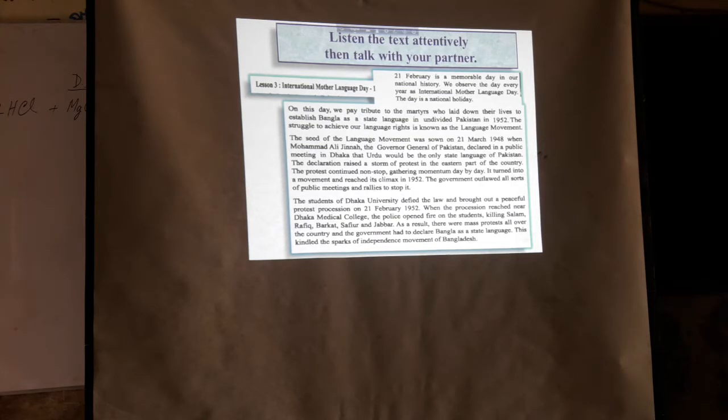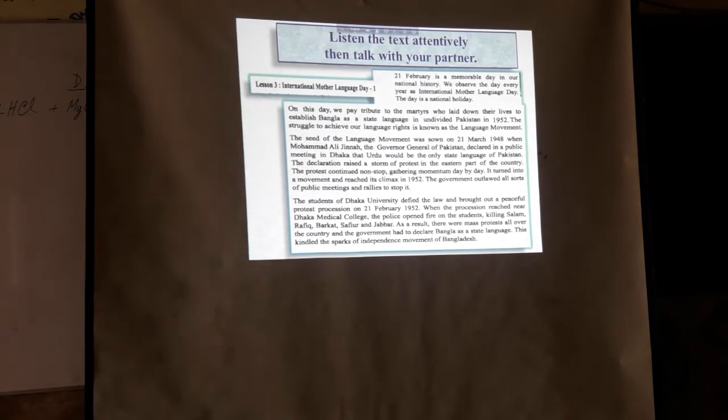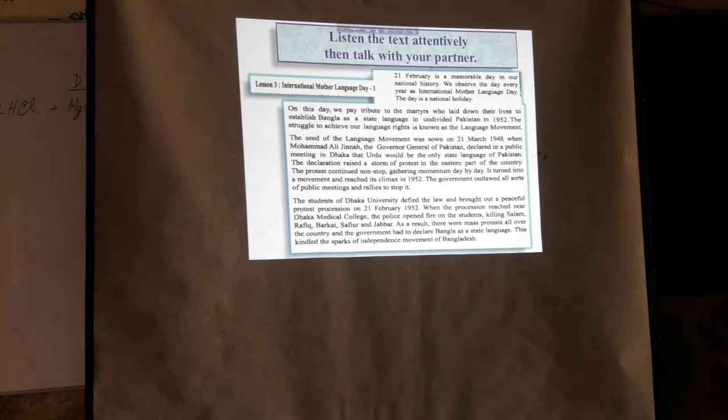So why is it called a holiday? Because government organizations, government buildings, public functions, all these things are closed because of this day, and because of this event we call it a national holiday. On this day we pay tribute to the martyrs who laid down their lives to establish Bangla as a state language in undivided Pakistan in 1952.